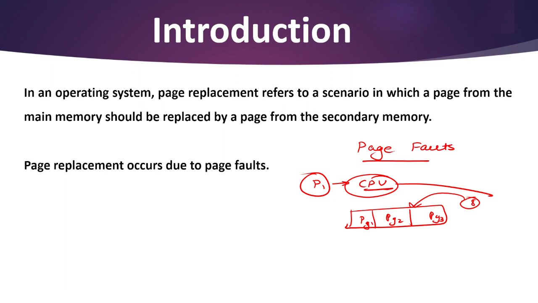A page fault happens when a running process, I have taken an example of process P1, that is a running process, a page fault happens when a running program accesses a main memory page that is mapped into virtual memory space but not loaded in the physical memory.